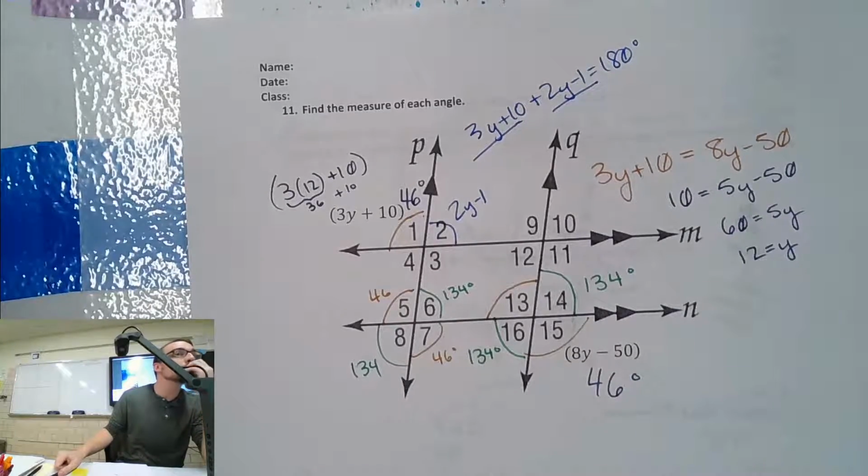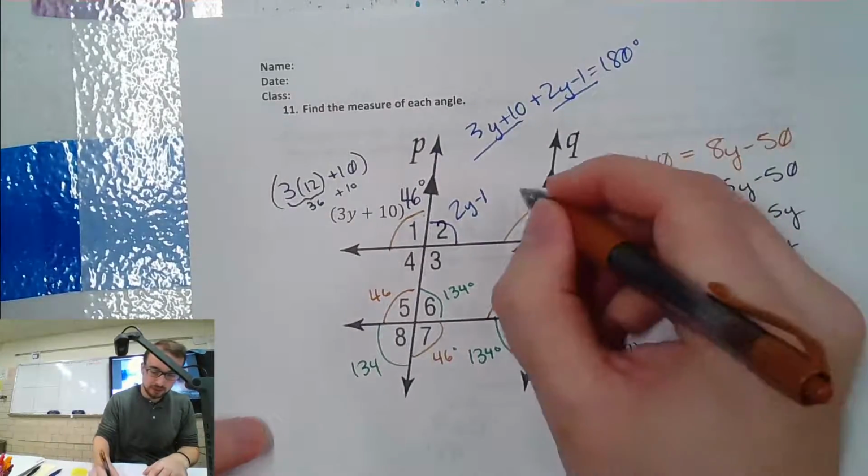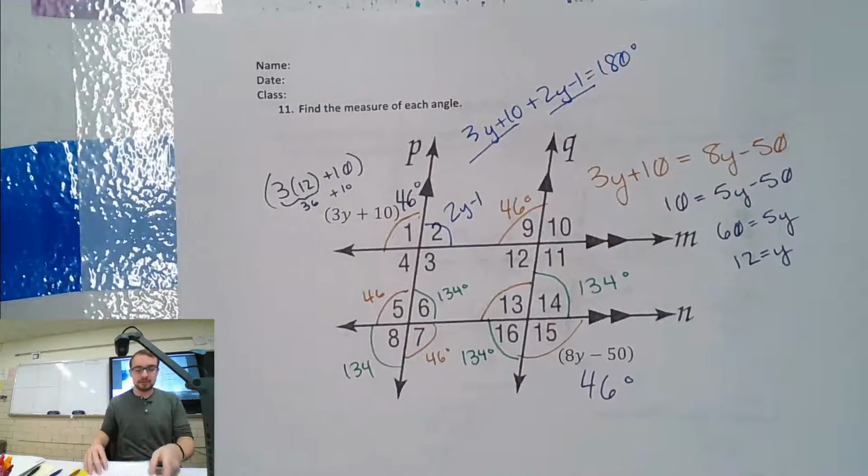Yeah. 13 and 9 be the same? 13 and 9 would be, right? Because corresponding angles. So that guy's going to be 46. Right, you'll notice that 46 and 134 fill out the whole thing. I know you do. I know you do.